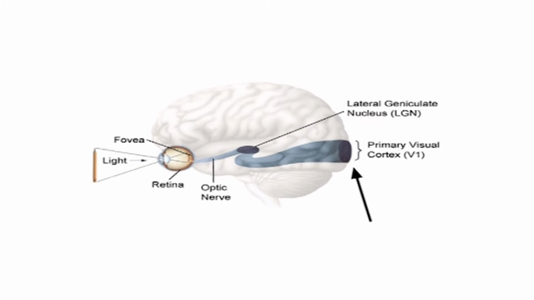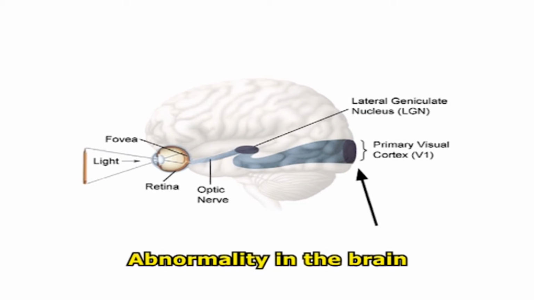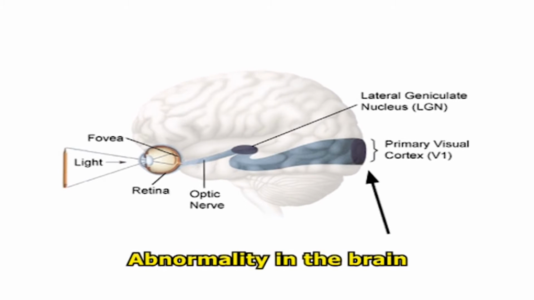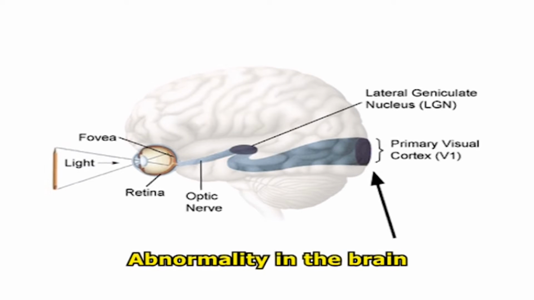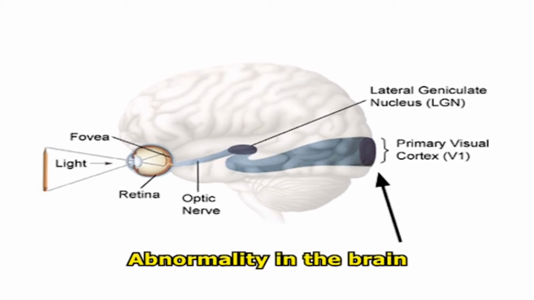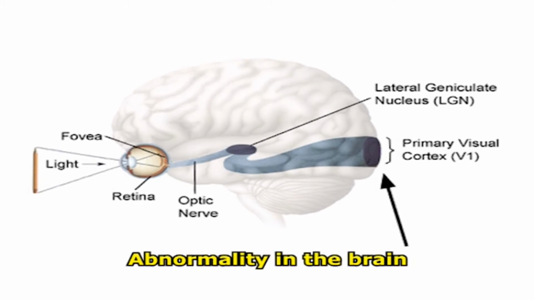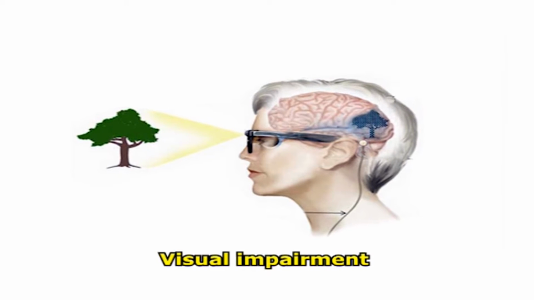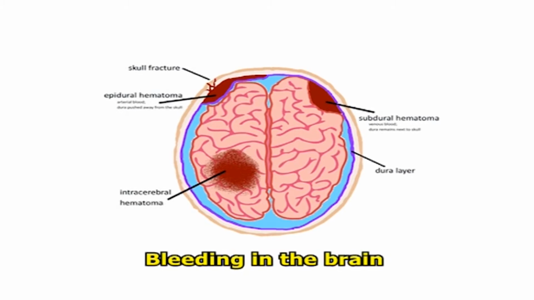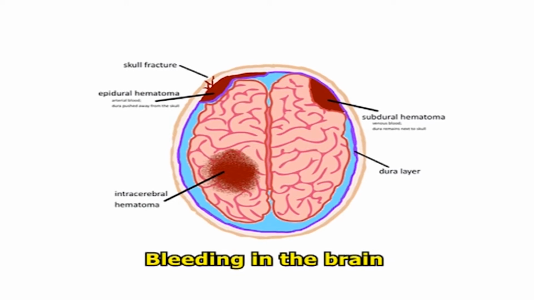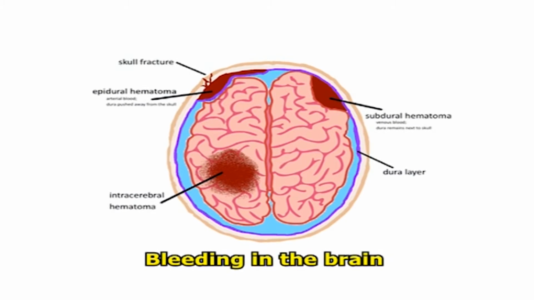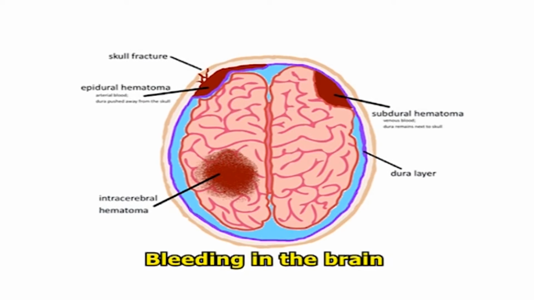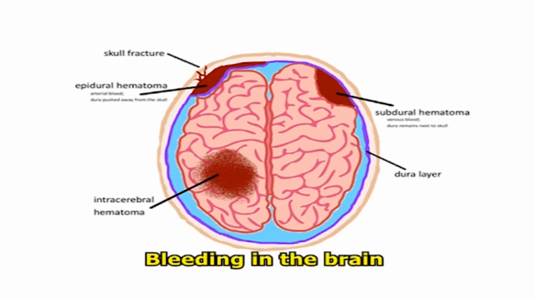CVI is caused by an abnormality in the brain. The eyeball and other optical structures are often normal, but for some reason the brain has difficulty processing and interpreting visual information. The damage that causes the visual impairment may result from loss of oxygen to the brain, bleeding in the brain or other type of trauma. The same injury to the brain may also result in cerebral palsy, intellectual disability, seizures or language or speech difficulties.